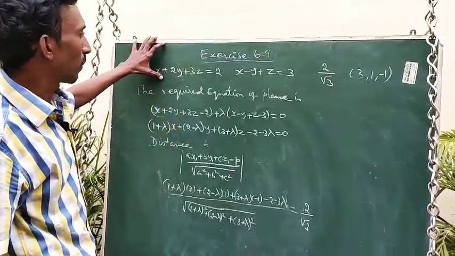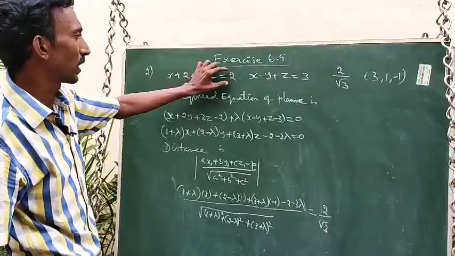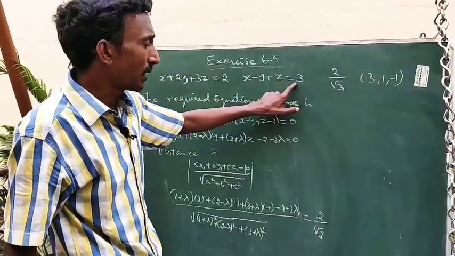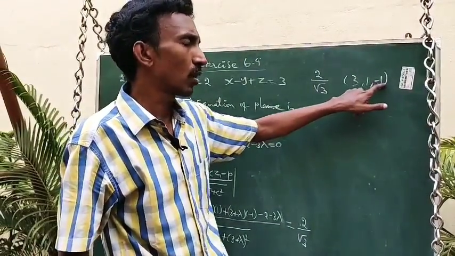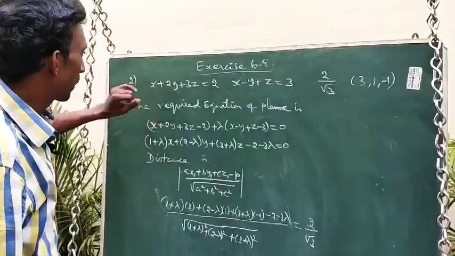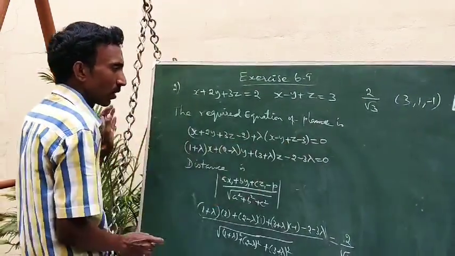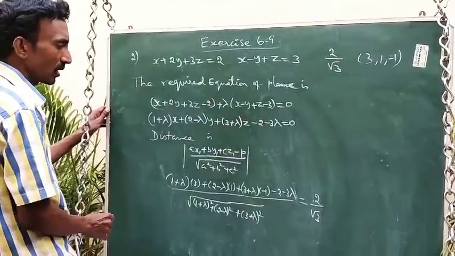Find the equation of the plane passing through the line of intersection of the planes x plus 2y plus 3z equal to 2 and x minus y plus z equal to 3, and it is at a distance 2 by root 3 from the point 3 comma 1 comma minus 1. So as like the first question, the required equation is first one plus lambda into second one equal to 0. So combine the like terms, x term, y term, z term and the constant term.